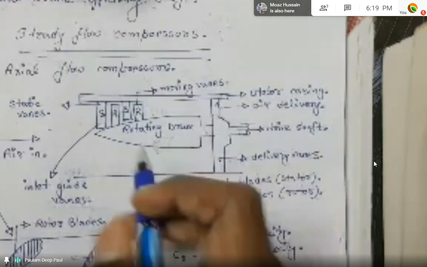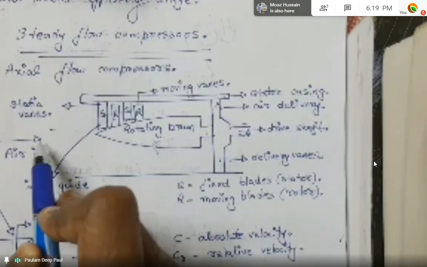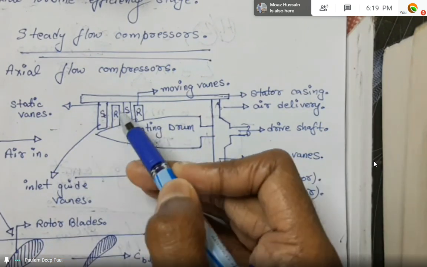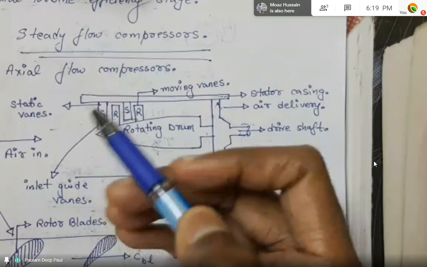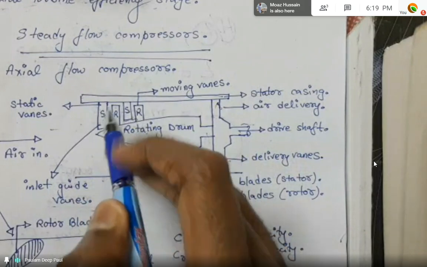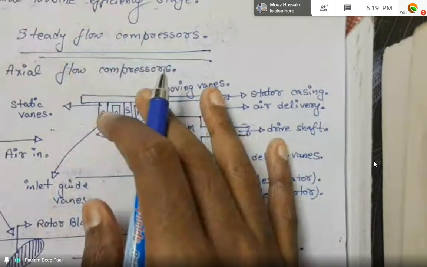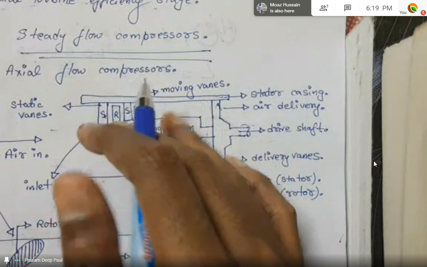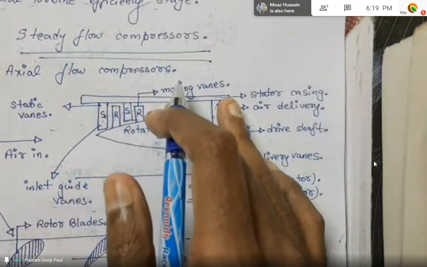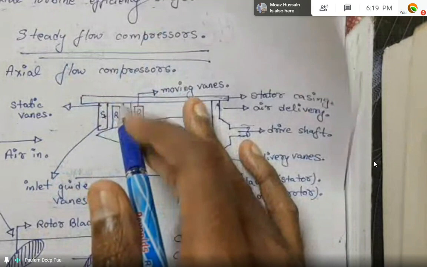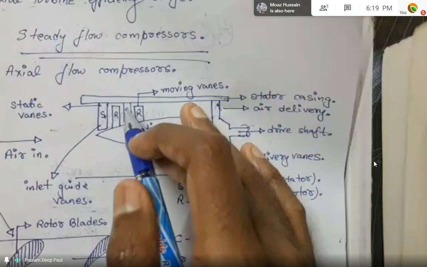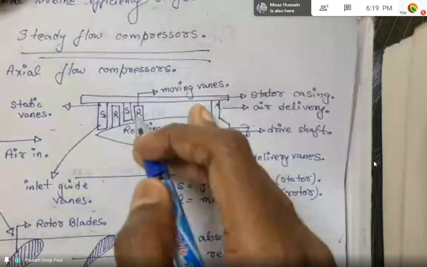Now let us move to how it actually functions. As the air is coming in from this direction, the rotating drum makes the rotor blades rotate with it at the same angular velocity, and the stator blades, which are fixed, are used for two purposes only. The first purpose is that it converts a part of the kinetic energy of the fluid into pressure energy. And the second is guiding the incoming air into the next stage of the rotor blades without any shock.